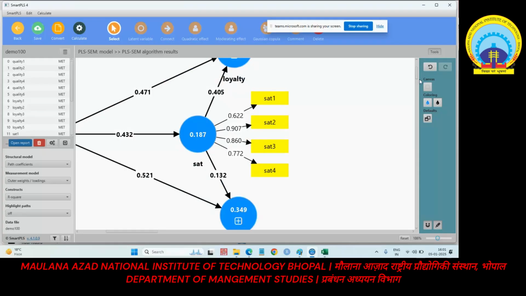Is it visible? Okay. Now my point is, come back to our understanding of simple regression. Satisfaction 1 is the dependent variable. This is the independent variable. And what is 0.622? This is R square. This is R, the coefficient of correlation. We have computed the R here.